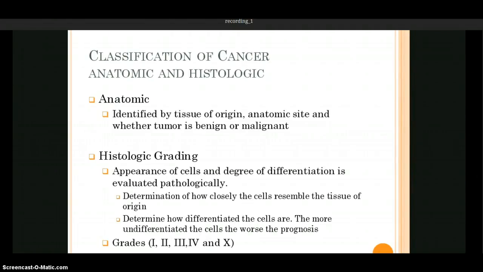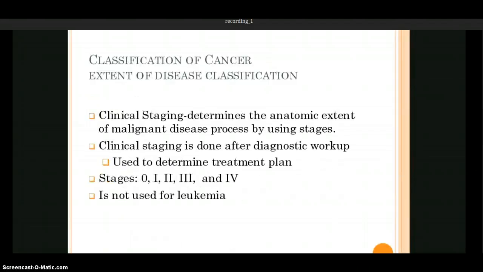We can have clinical staging to determine the extent of the malignant disease by using different stages. Clinical staging is done after the diagnostic workup, and it's used to determine the treatment plan. So we've got stages 0 through 4, okay? There's a couple of examples in your book that are not in the cancer chapter, okay?